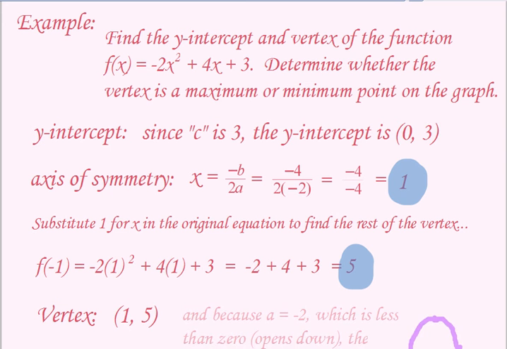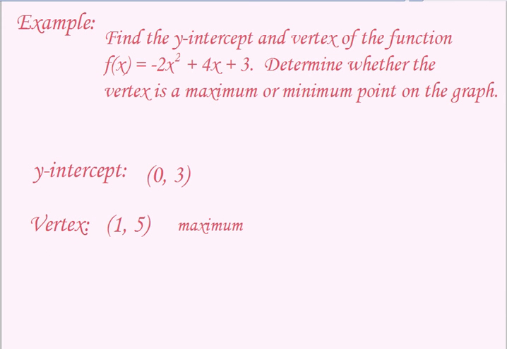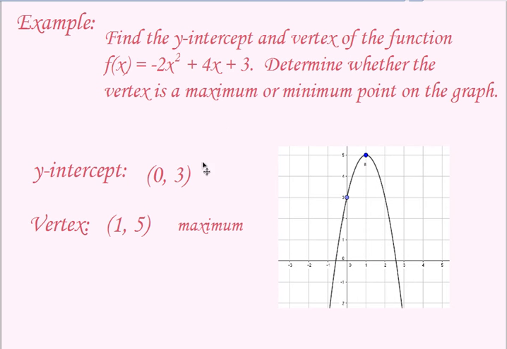Now as far as maximum and minimum goes, a is a negative number that's less than 0, which means my parabola is going to open down, and that makes my vertex the high point, or maximum, on this graph. So now that I have the y-intercept, vertex, and know that it's a maximum, take a look at what this looks like on a graphing calculator. You can see my y-intercept at 0, 3. You can see my vertex over here at 1, 5, and that is for sure a maximum point on this graph.